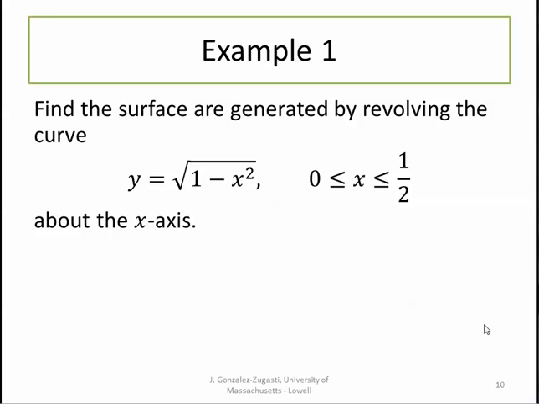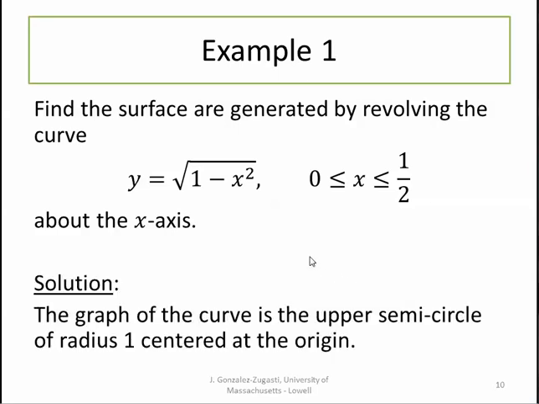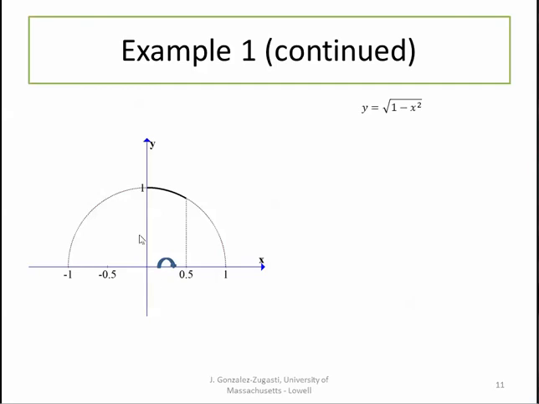In our first example, let's find the surface area generated by revolving the curve y equals the square root of 1 minus x squared over the interval 0 to 1/2 about the x-axis. All right, so here's our solution. The graph of the curve is an upper semicircle of radius 1 centered at the origin. So here's our upper semicircle of radius 1 centered at the origin, and we're only looking at x between 0 and 1/2. So it's this portion of the curve right here.